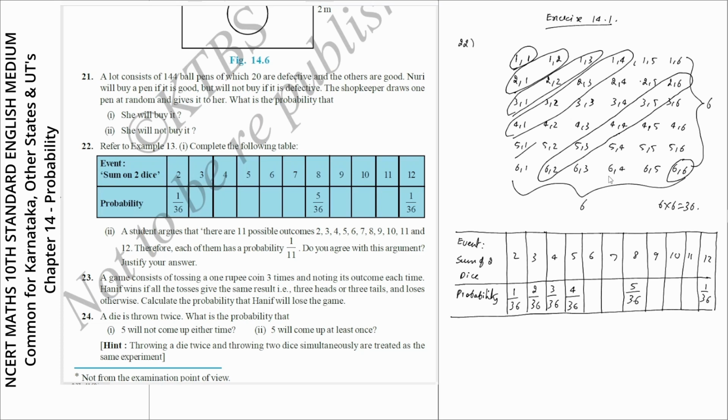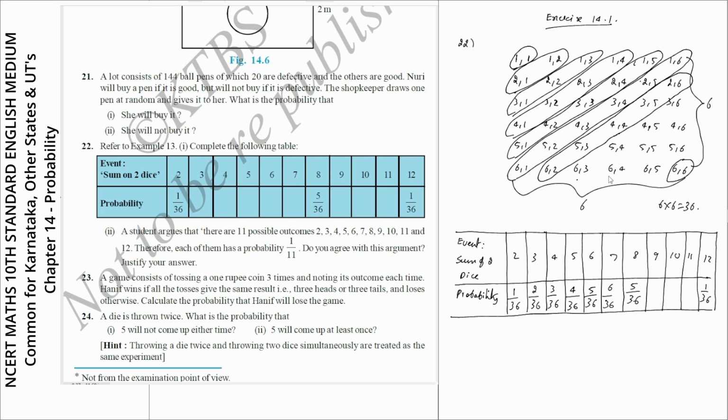The probability of 6 is this. So totally how many? 1, 2, 3, 4, 5. There are 5 outcomes where we get a sum equal to 6. So 5 by 36 is the probability of 6. Similarly, these are the outcomes where we get 7: 1, 2, 3, 4, 5, 6. There are 6 outcomes. So 6 by the total number, that is 36.